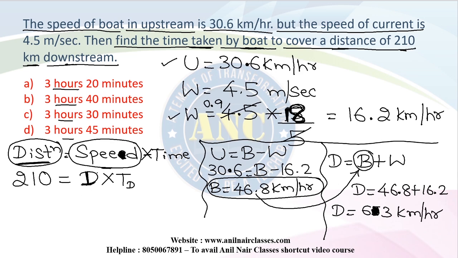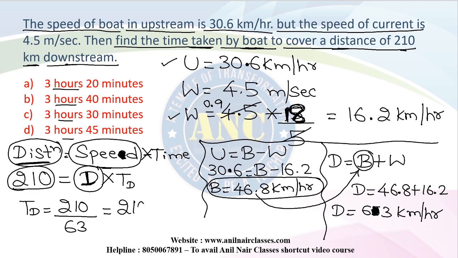Now, can I say that I know the downstream speed? I know the distance also. So time taken to travel downstream is 210 divided by 63 kilometers per hour. If I further simplify, just for your simplification purpose, 210 divided by 63 is nothing but 21 into 3. 21 into 1, 21 into 10. So it is 10 by 3 hours. 10 by 3 hours can be further calculated as mixed fraction 3 1 by 3 hours.